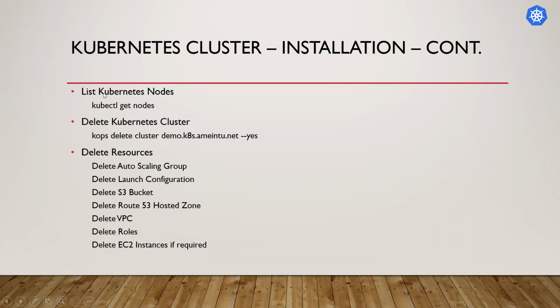We can define our master nodes and worker nodes during the configuration point. After completion of this, there is the deletion process. This is the deletion command which we use here, and it will delete the same things which were created. We will also check manually whether it is deleted or not, like the auto scaling group. If you want to delete it manually, first we need to delete the auto scaling group, then the launch configuration, S3 bucket, then Route 53 hosted zone, VPC, roles, and then the EC2 instance if required, because when we delete the auto scaling group, the instance will be deleted automatically.